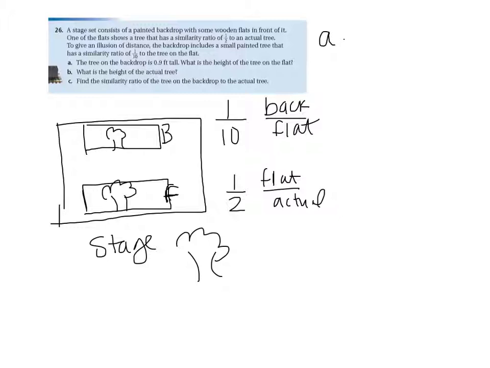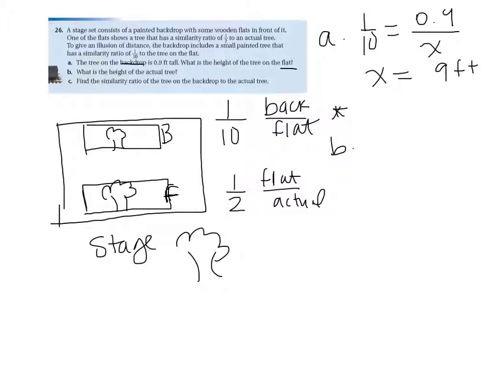So if I'm going to work with the backdrop and then the flat, I'm going to work with this 1 to 10 ratio. So I can say here that 1 to 10 is equal to, if 1 represents the backdrop, that's where I'm going to plug in my 0.9. The 10 represents the flat. I don't have that. And when I cross multiply here, I get x is equal to 9. Of course, my unit is feet.